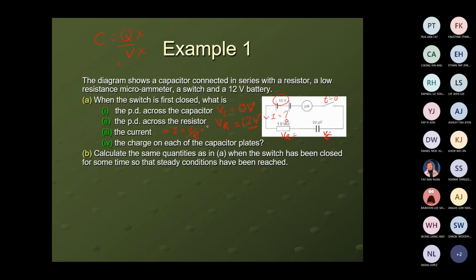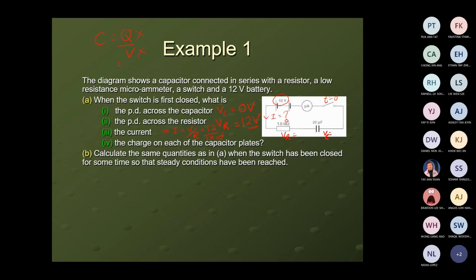So the voltage across the resistor is 12 volt. The resistance of the resistor is 1 mega ohm. That means 1 times mega. Mega is what? 1 times 10 to the power of 6, right? 12 divided by 1 times 10 to the power of 6 is the current flow in the circuit, at time 0.